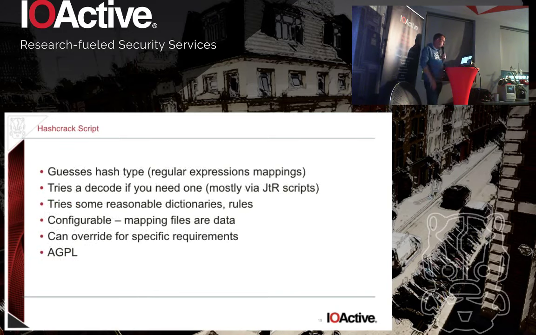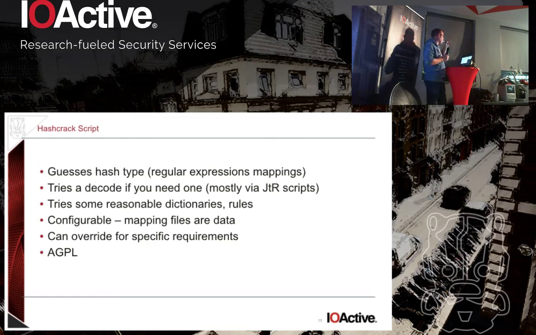So I wrote this script to take some of the manual work out of this whole process. It will try to guess the hash type based on regular expressions from what it looks like. If it's something like a doc file, it will invoke a decoder taken from JTR, John the Ripper, because that's got a load of very good decoding scripts. Then, based on the speed of the hash, it'll pick some reasonable dictionaries and rules to apply. And you can configure it, because all those things are expressed as data rather than code.